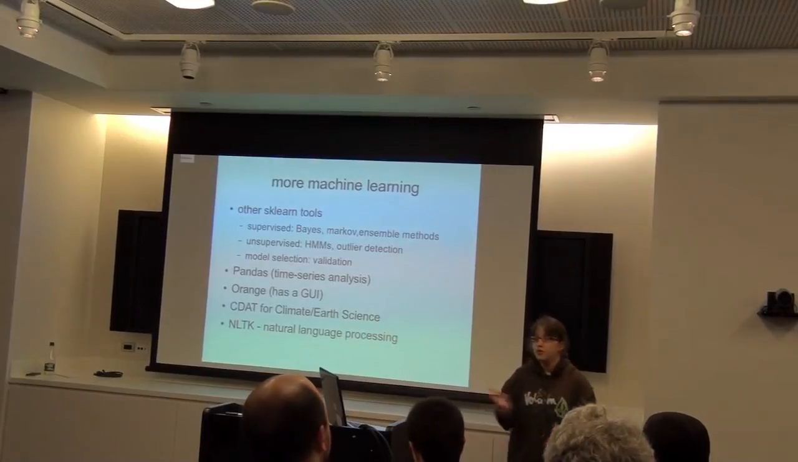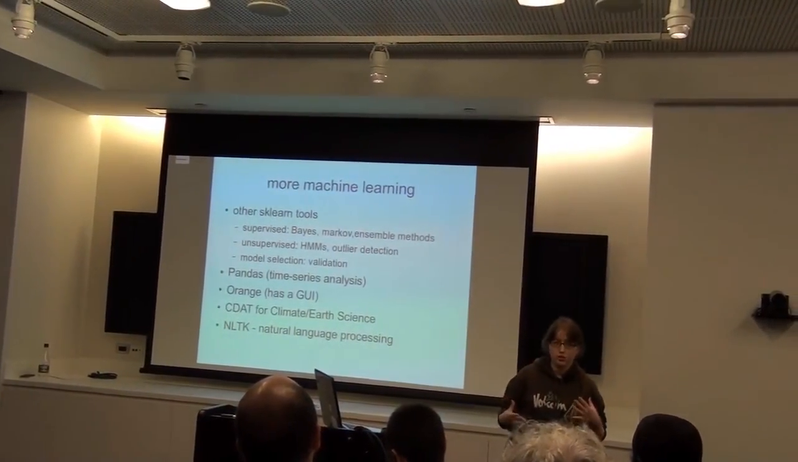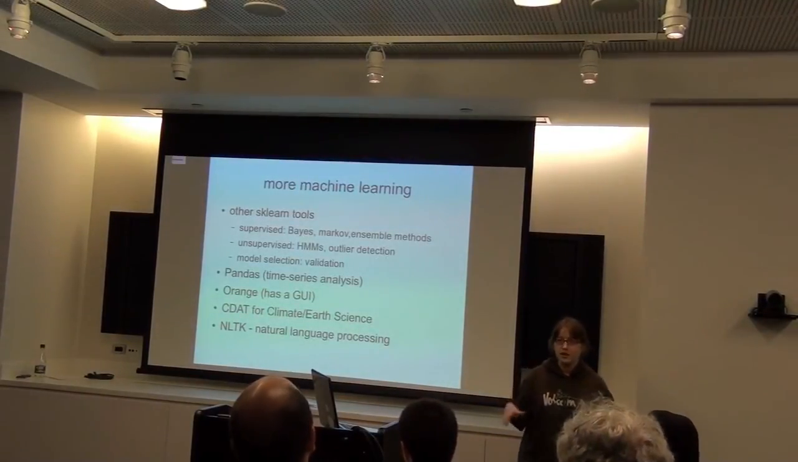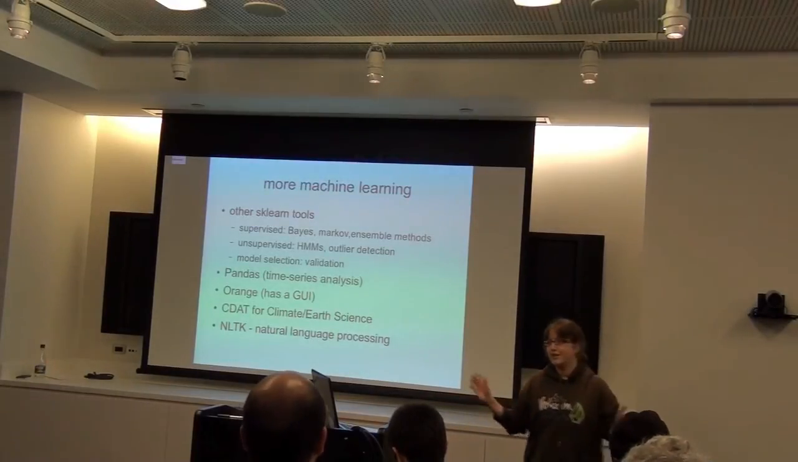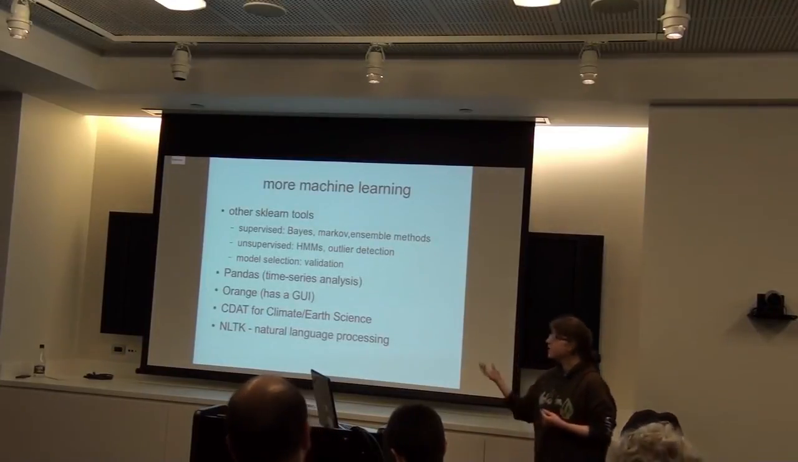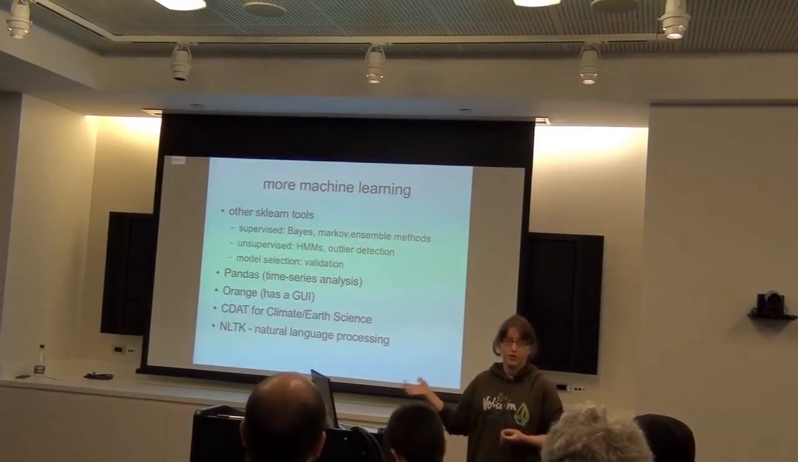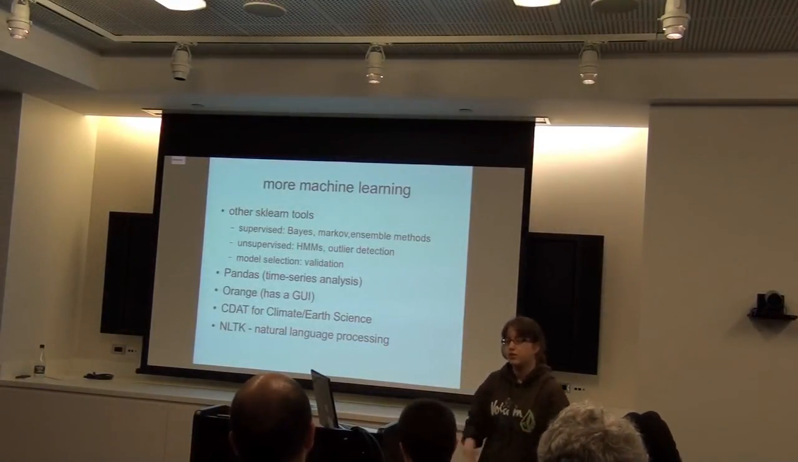If you're in the climate community, the other big one to use is CDAT, which is, I think, from either NCAR or PCMDI. It's one of the government labs' products, and again, it's GUI-based machine learning type tooling. And then if you do semantic web or natural language processing, there's the Natural Language Toolkit. Again, it has kind of all your standard algorithms for this kind of stuff.